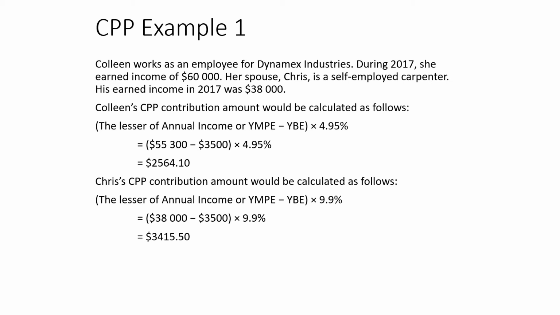Chris' CPP contribution amount would be calculated as follows. The lesser of annual income or yearly maximum pensionable earnings, minus yearly basic exemption, times 9.9%. It is equal to 38,000 minus 3,500 times 9.9%. It is equal to $3,400.